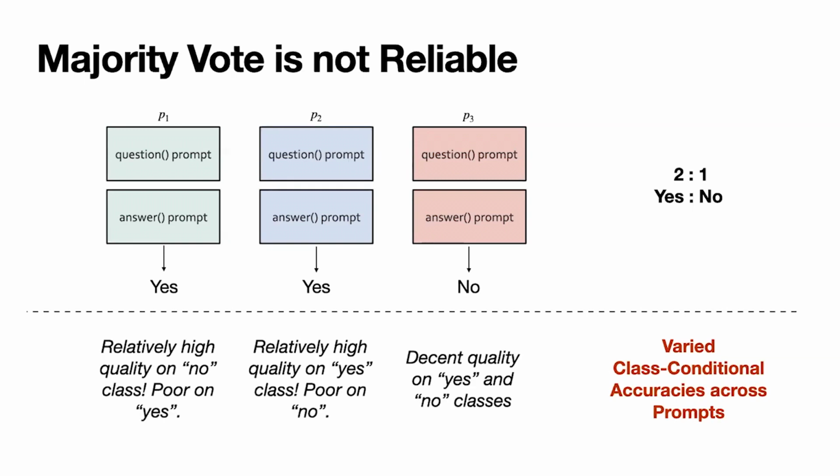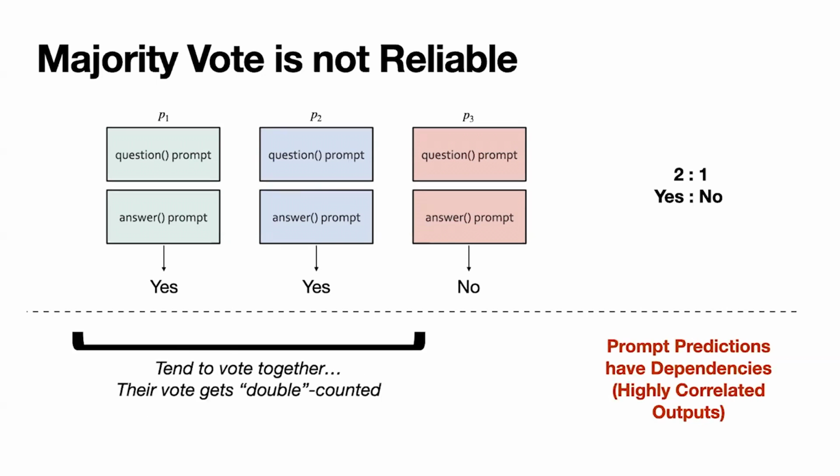Breaking it down further, class conditional accuracies are varied across prompts. What this means is prompt chain 1 could be really good on the yes class and relatively worse on the no class. Lastly, prompts can be highly correlated. We show even prompts that are designed to be very different can unexpectedly make predictions in very similar ways. Why does this matter? Say prompt 1 and prompt 2 always vote together and are of lower quality, while prompt 3 is amazing. If we simply use the majority vote, we will always output the low quality vote from prompts 1 and 2.